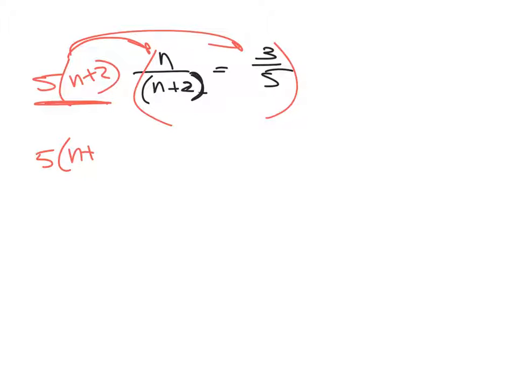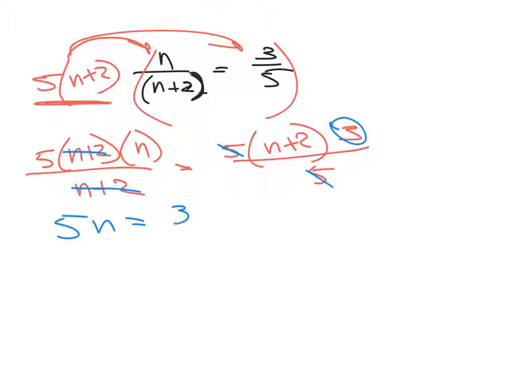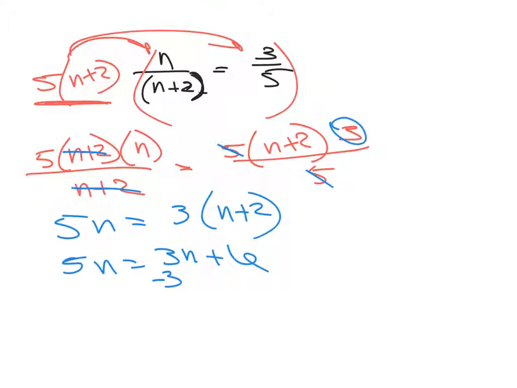So I'm going to put the n plus 2 and the 5 with the n and put that over the n plus 2. I'm going to take the 5 and the n plus 2 and put it with the 3 over the 5. Now I'm going to cancel that with that and that with that. So the fractions disappeared and we're left with 5n equals 3 times n plus 2. The fractions are gone. That's what we were trying to do. Now we distribute. Then we subtract 3n from both sides. And our n then equals 3.